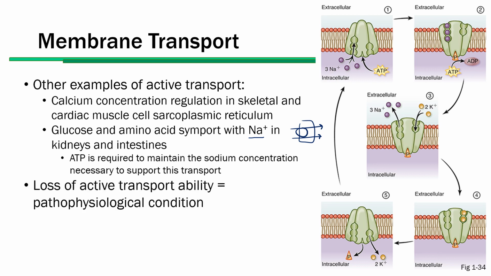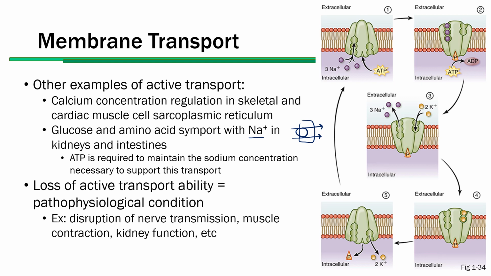If there's a loss of active transportability, that's pathophysiological. For example, a disruption of nerve transmission, muscle contraction, or kidney function can occur if there's a loss of ATP production. And you'll lose ATP production if you lose oxygen because you can't maintain your electron transport system efficiently then.